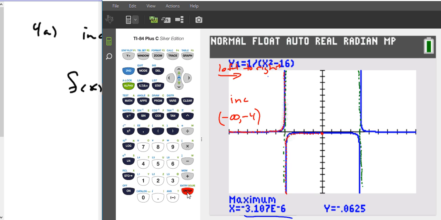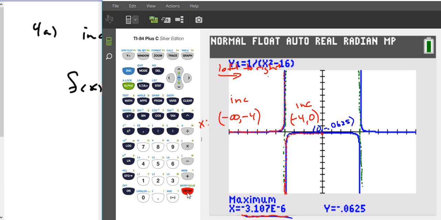It's just offset slightly to the left of the origin, but just for simplicity's sake, we're going to say it's at 0 and negative 0.0625. So we're increasing in another interval, from negative 4, remember we're looking at the x values here, to whatever the value is right here, but for simplicity's sake, we'll say it's equal to 0.